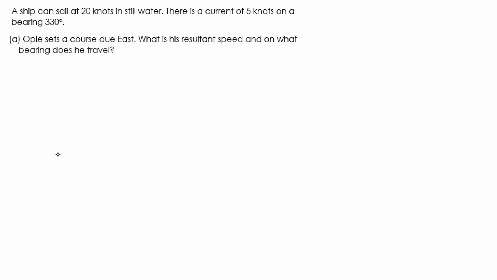So let's look first of all at what Opie does. He is setting a course due east. Now we know in still water the ship can go at 20 knots, so this is 20. And remember, north is in this direction here. Then we have the current. The current is on a bearing of 330.